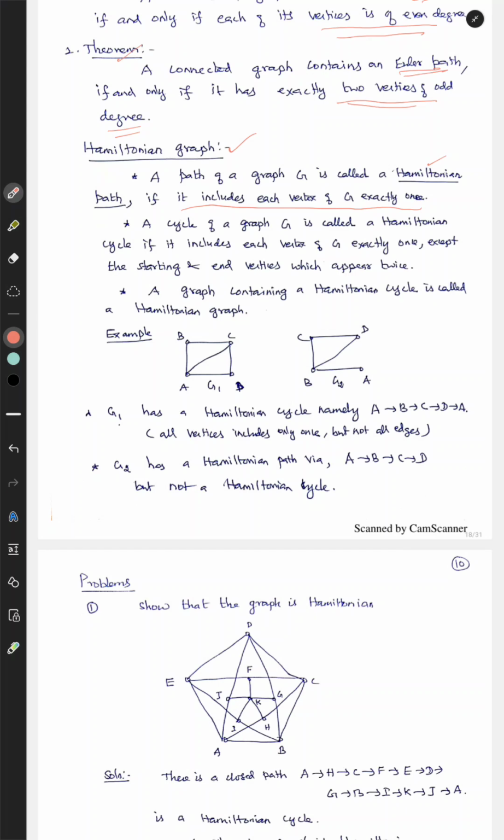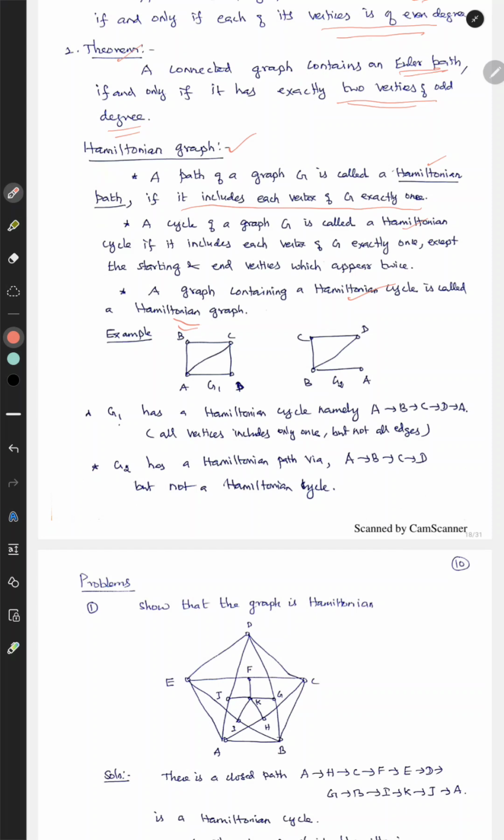Such a path we'll call a Hamiltonian path. Now for a Hamiltonian path, if it's a cycle, it means the initial and final vertices are the only vertices which are the same. Other than that, no vertex is repeated. In that case, we'll say that the graph has a Hamiltonian circuit or Hamiltonian cycle, right? So if such a Hamiltonian cycle exists, we will call the graph Hamiltonian.